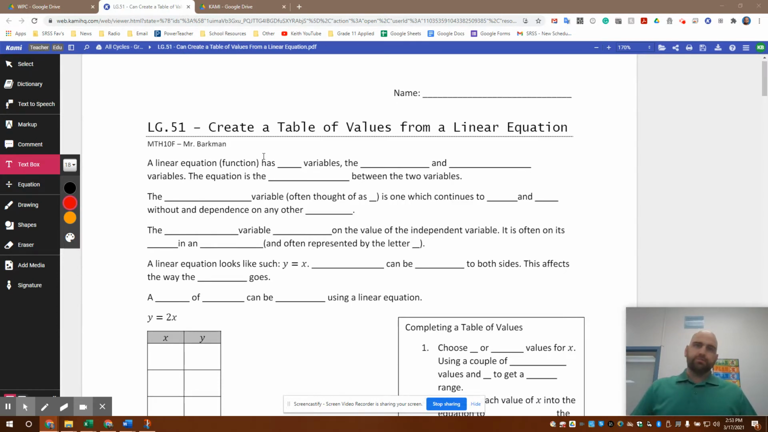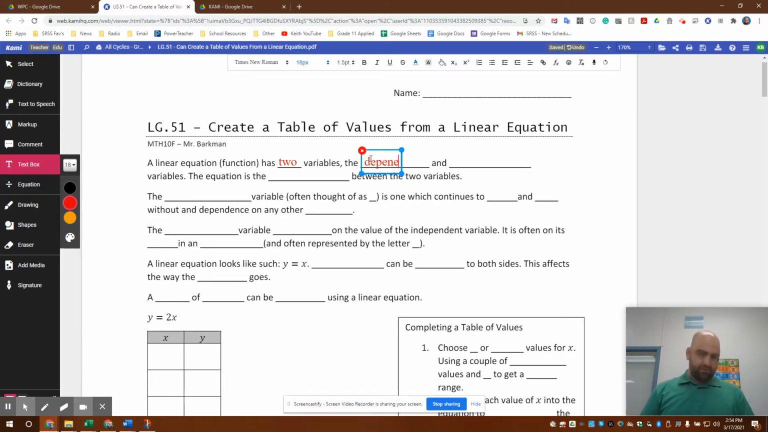A linear equation, or linear function, has two variables. Often those variables are going to be x and y, but we consider them the dependent and independent variables. So we have our dependent and our independent variables. The equation that we're going to come up with, some equation around x and y, is the relationship between those two variables.